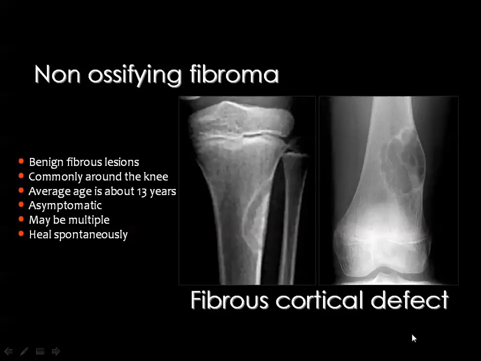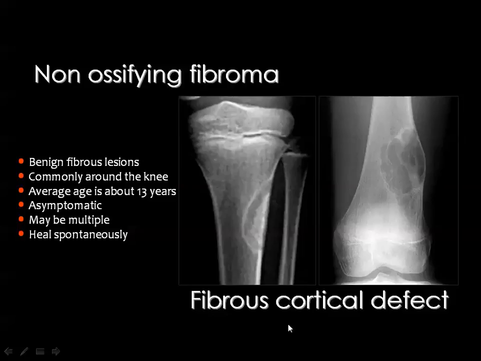The next two lesions are extremely intimate to each other, which are the non-ossifying fibroma and the fibrous cortical bone defect. These lesions are benign, and they are most commonly asymptomatic, may be multiple, and may heal spontaneously. From its name, fibrous cortical bone defect means that the lesion should be in the cortex of the bone and is made of fibrous tissue. Then it will appear radiolucent, and the margin of the lesion will be sclerotic, as you can see here.